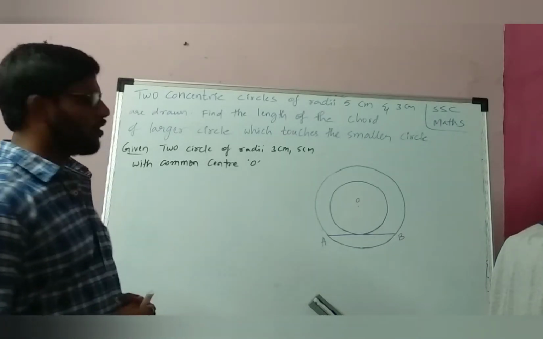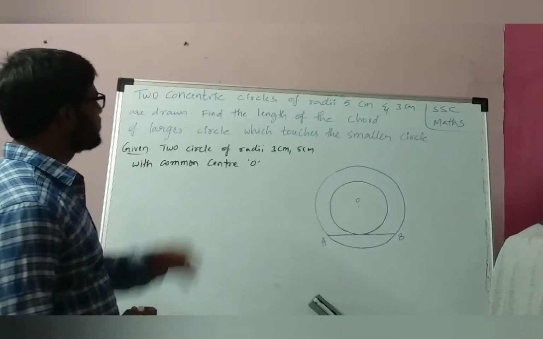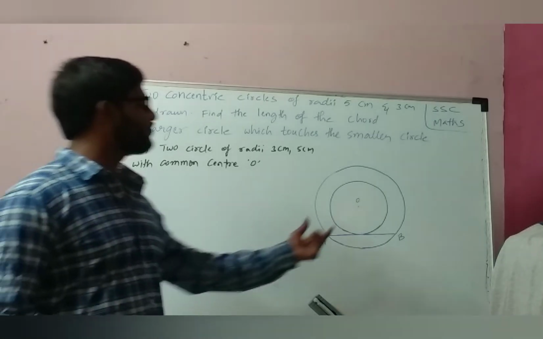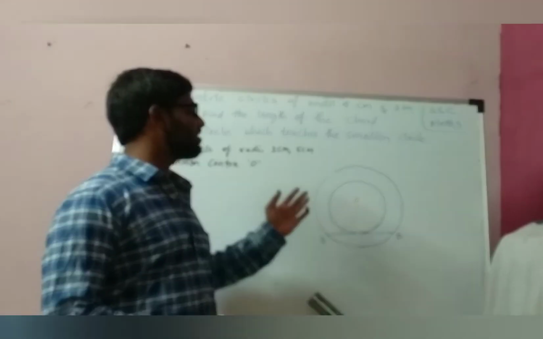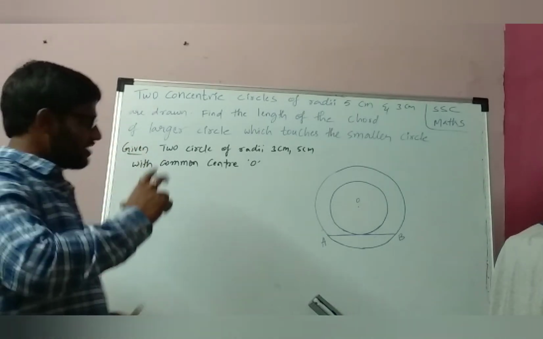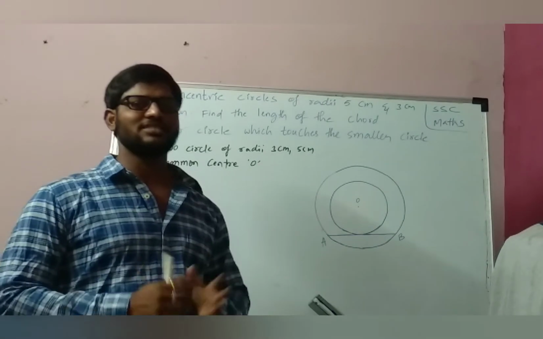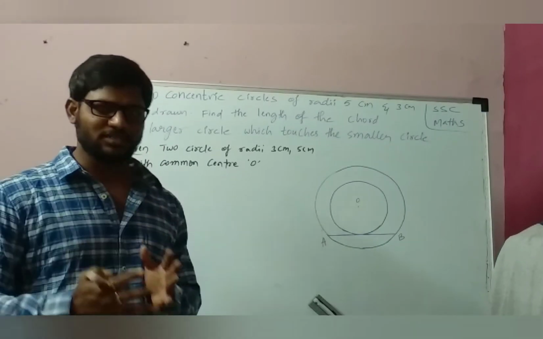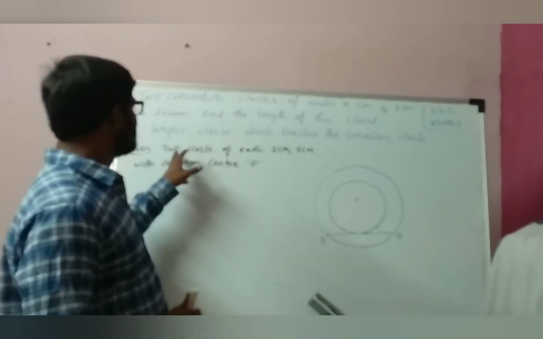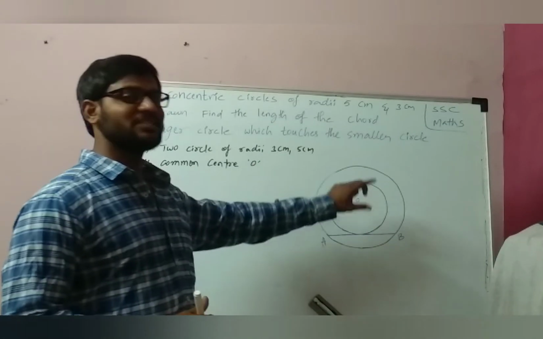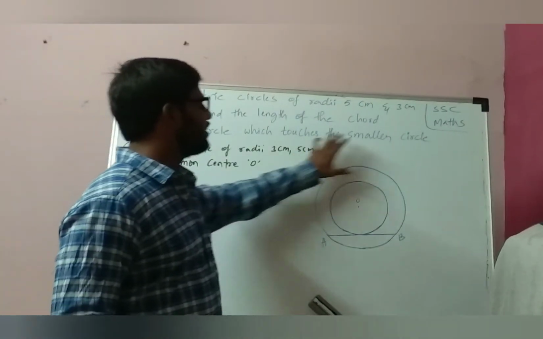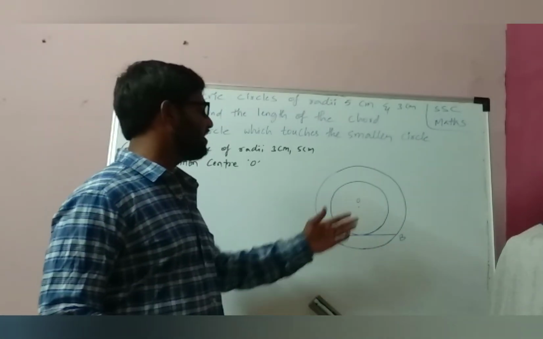Next problem is about concentric circles. Two concentric circles of radii 3 centimeters and 5 centimeters. Find the length of the chord which is touching the inner circle at one point. Okay. So here, what is a concentric circle? Concentric circles means two or more circles with the same center but different radii. Okay, here given two circles of radii 3 centimeters and 5 centimeters. 3 centimeters is the radius of the smaller circle or inner circle, and the radius of the outer circle or larger circle is 5 centimeters.